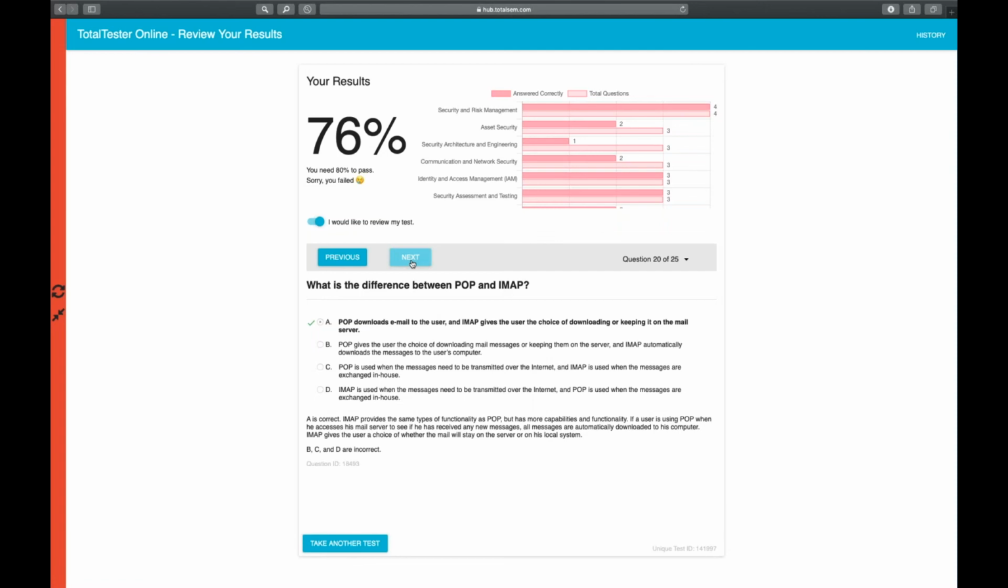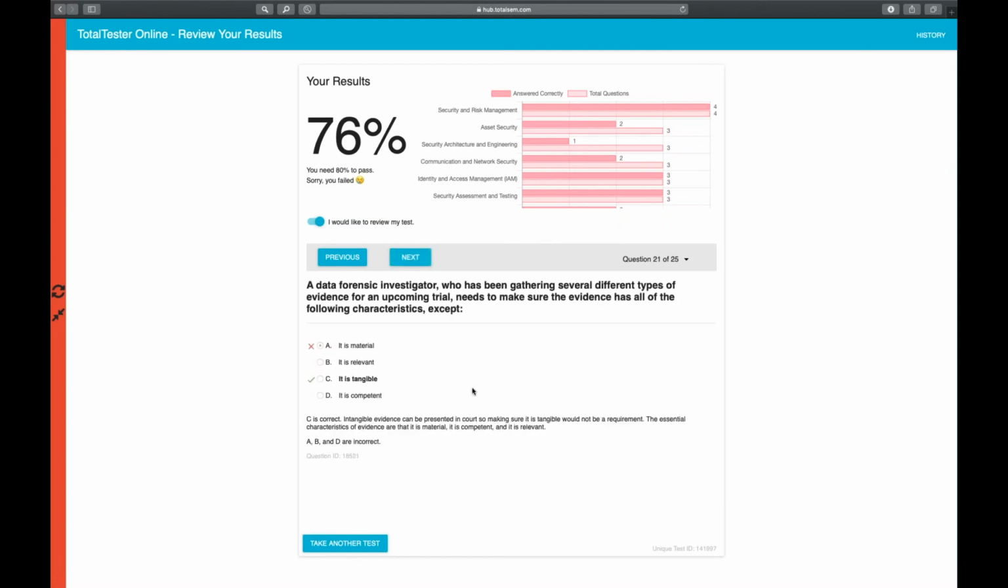Yeah, we guessed right on this one. IMAP provides the same types of functionality as POP, but has more capabilities and functionality. If a user is using POP, when he accesses his mail server to see if he has received any new messages, all messages are automatically downloaded to his computer. IMAP gives the user a choice of whether the mail will stay on the server or on his local system. So IMAP has more functionality than POP.